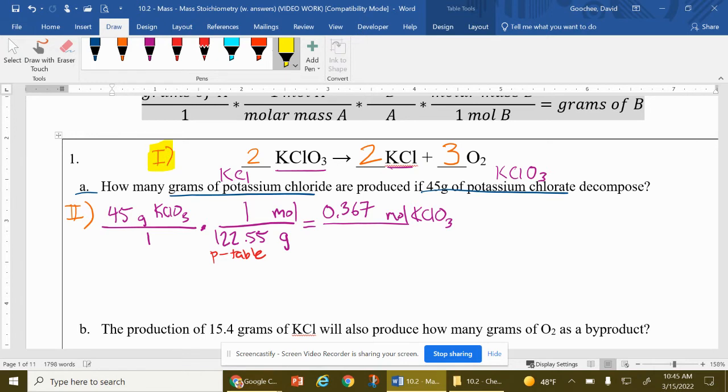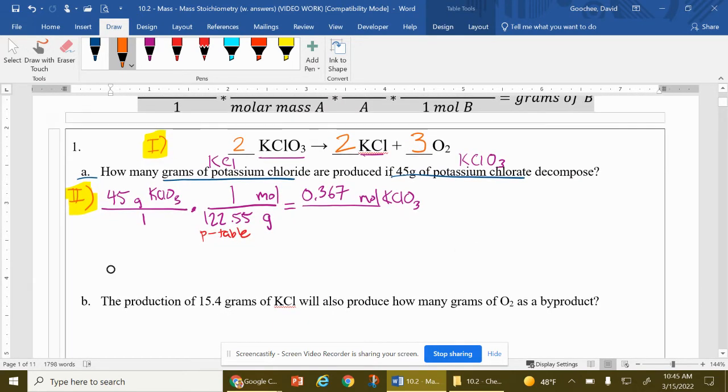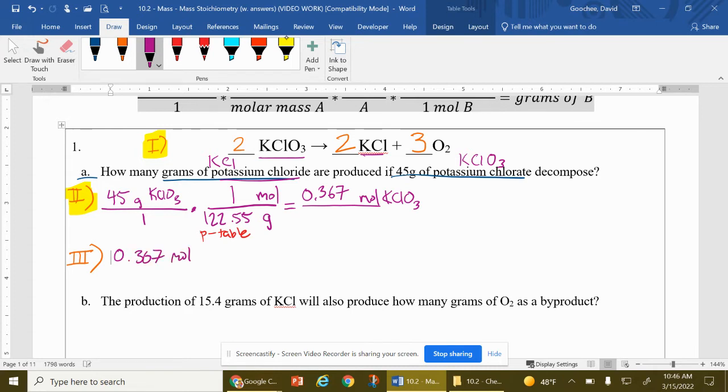Okay, so we have converted our grams into moles. Remember, step 1, balance the equation. Step 2, put our gram amounts into mole amounts. All right, next step, step 3. We have moles of KClO3. We have to convert that into moles of our final substance. In this case, potassium chloride. Okay, so here I go. So we have 0.367 moles of KClO3. And we want to convert into, more space here, moles of our final substance.